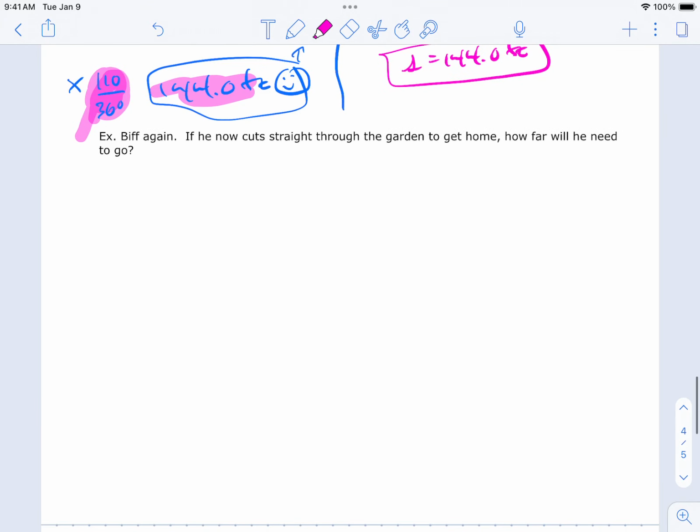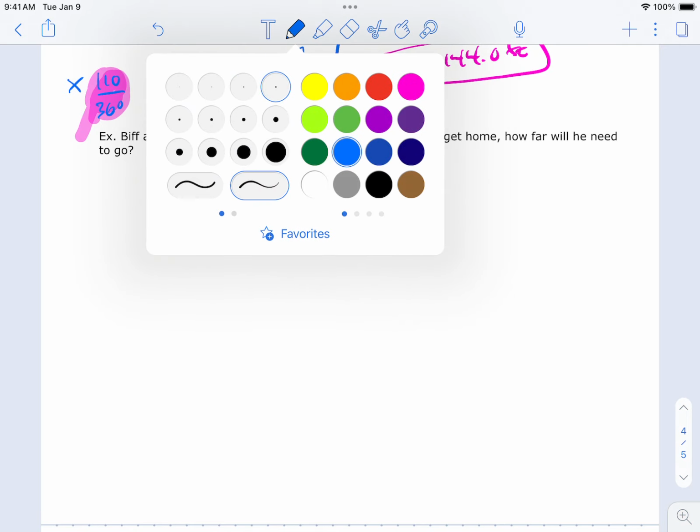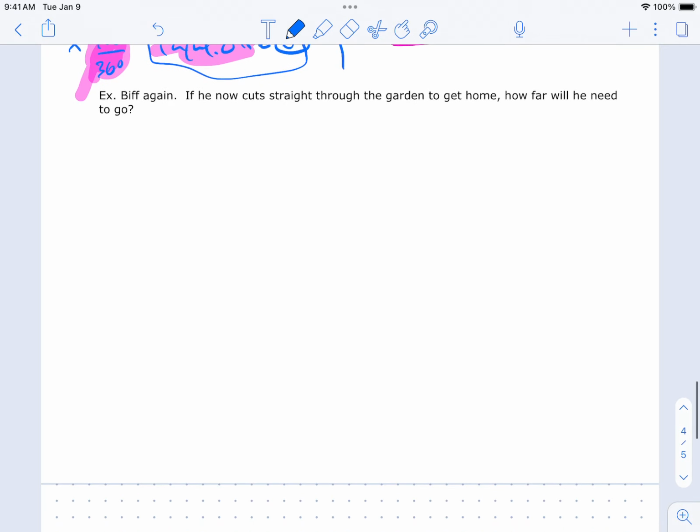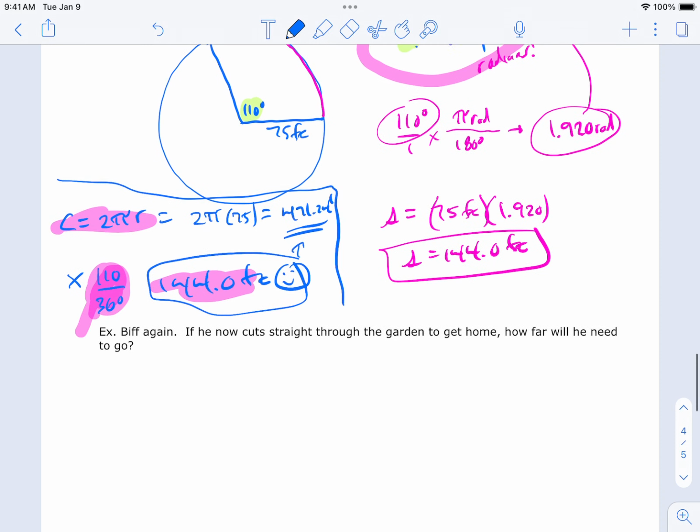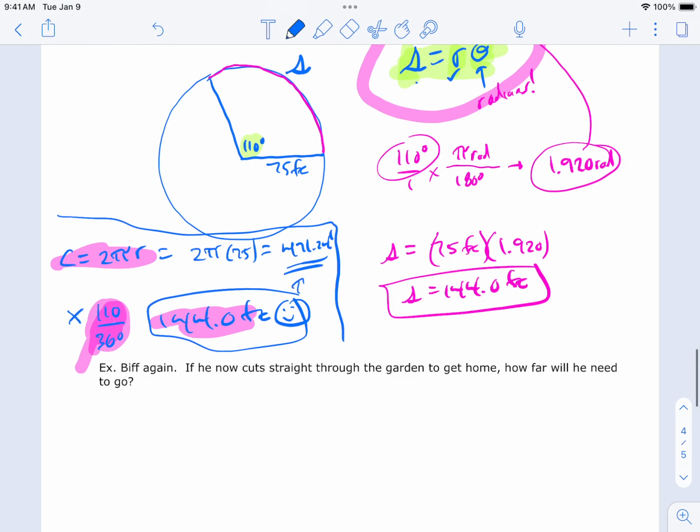All right. Now, this is one of my favorite problems to bring up at about this time of the course, and I'll explain why in a little bit. What's this one say? It says Biff again. In other words, the same problem as this one up here. He now cuts straight through the garden to get home. Oh, okay. I wonder if I could just make a copy of this. That would be so cool.